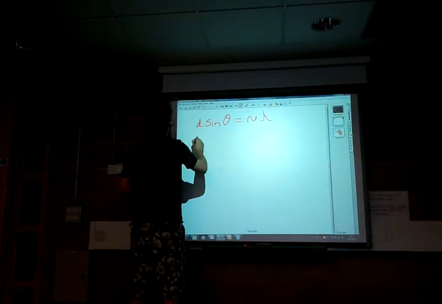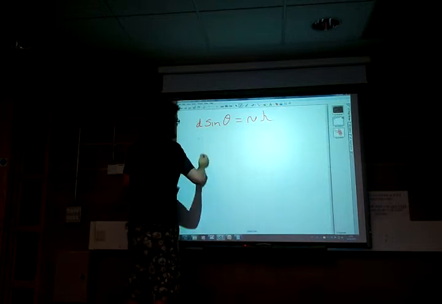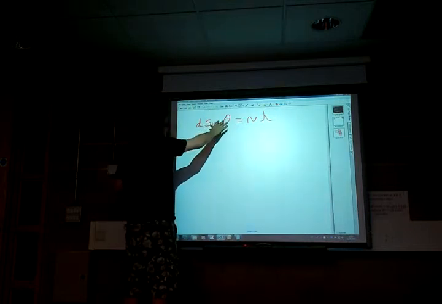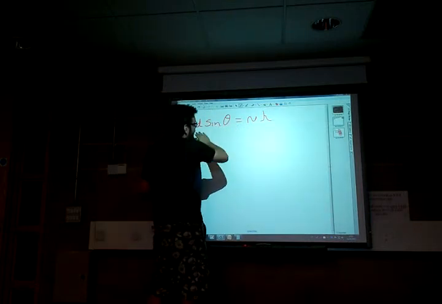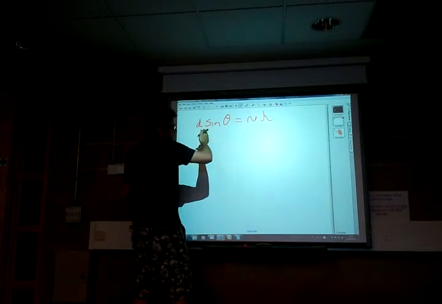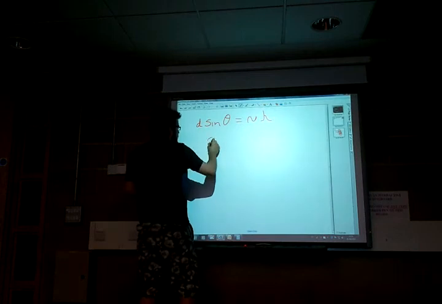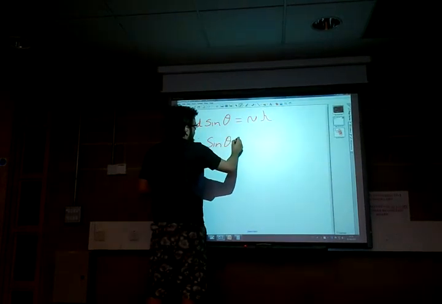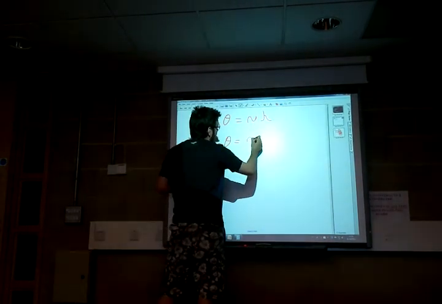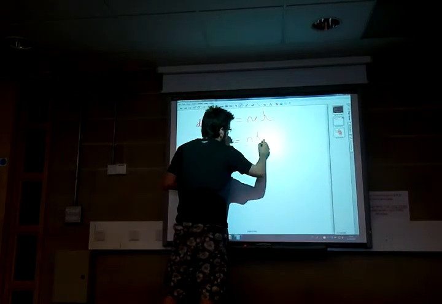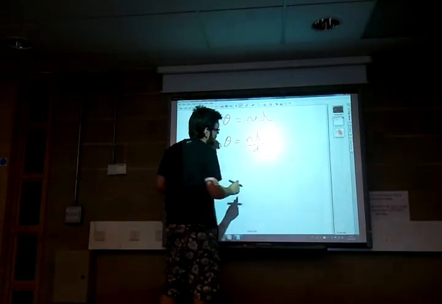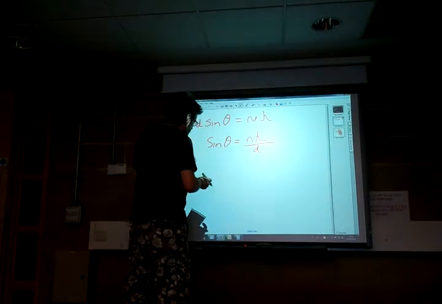So obviously we need to rearrange this equation. We need to divide the d out of this sine angle because it's times by it. Whatever we have to do on this side, as the rules of rearranging equations, we have to do to the other side. So the sine of our angle is going to equal n times lambda divided by our d, which is our spacing in between our lines of grating.